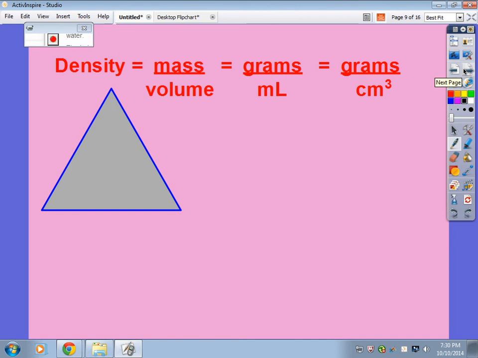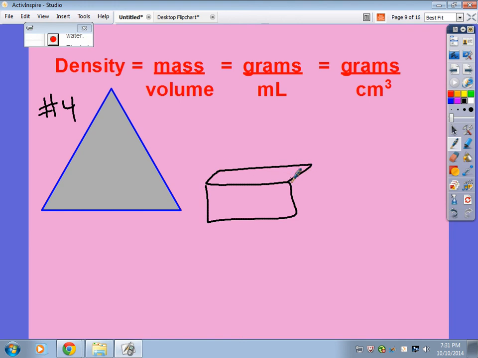So now, we're going to go ahead and try number four. All right, what do we know? Well, we have a rectangular block of copper. So here's my rectangular block. All right, and we know it has 8.4 centimeter dimension by 5.5 by 4.6. What's that mean? That means length times width times height.